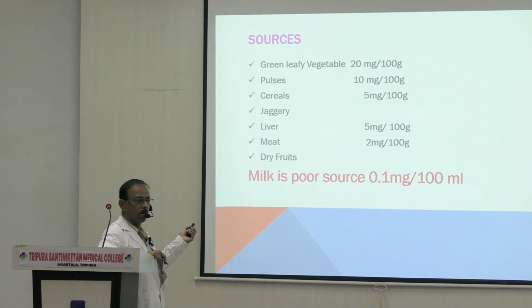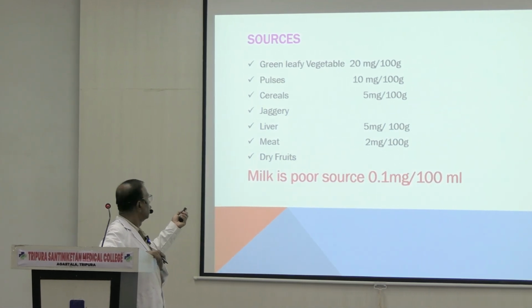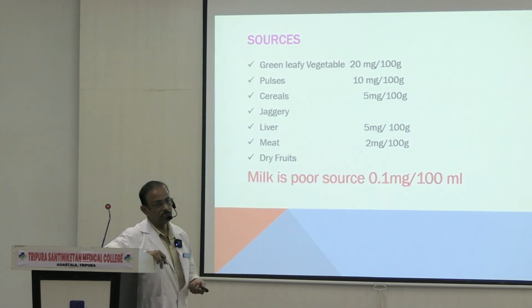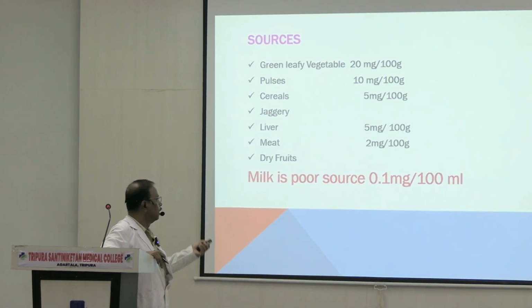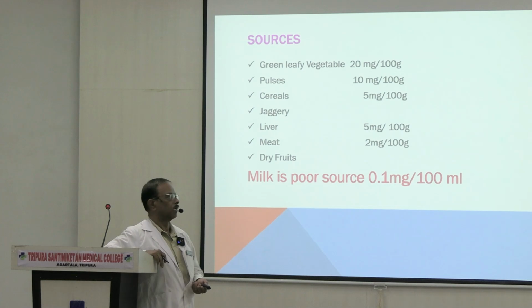Good source of iron is also in dry fruits. But milk is a poor source of iron. About 0.1 milligram per 100 ml milk is present.